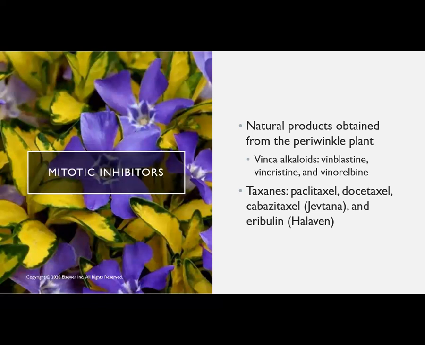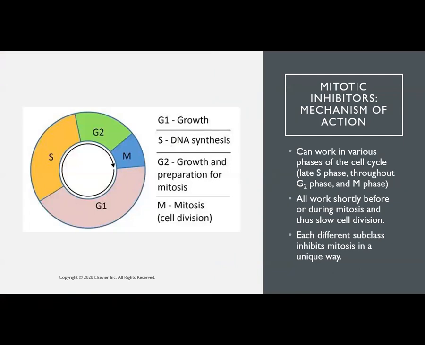So mitotic inhibitors are natural products obtained from periwinkle plants. So these can work in various phases of the cell cycle, late S phase throughout the G2 phase and M phase. All work shortly before or during mitosis and thus slow cell division. Each different subclass inhibits mitosis in a unique way.